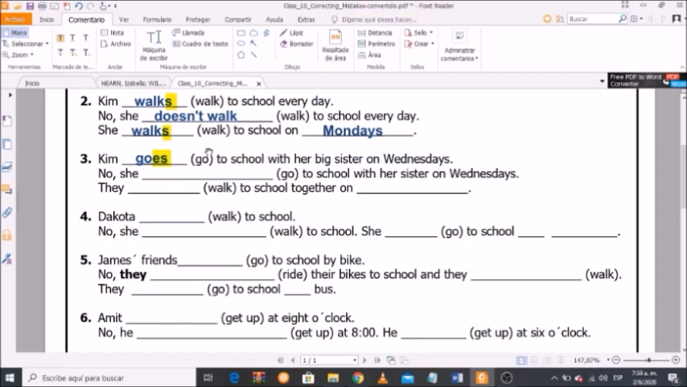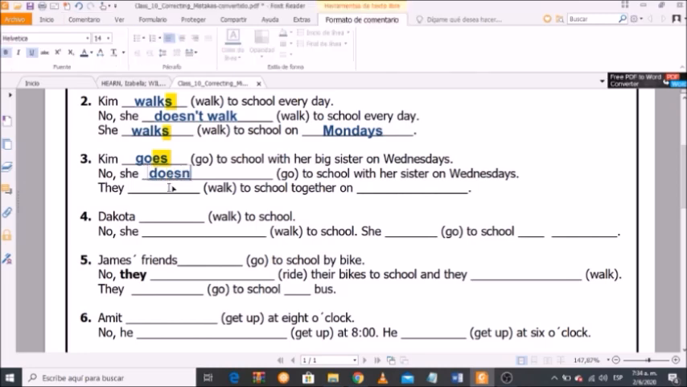Okay, but we know that this is not true. Dijimos que ella, fíjense la oración anterior. When does she walk to school? On Mondays. Okay, so, no, she doesn't go to school with her sister on Wednesdays.